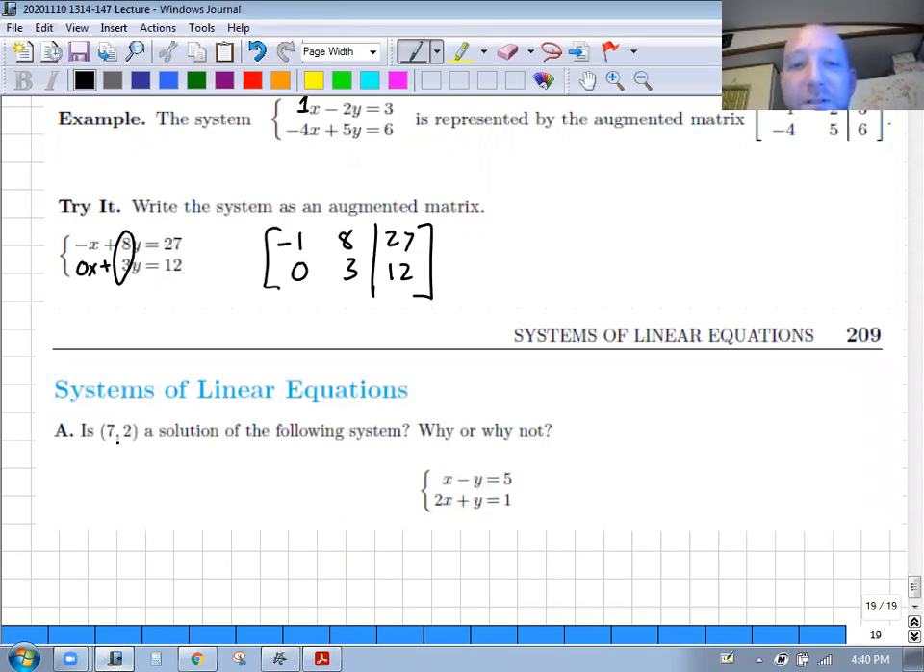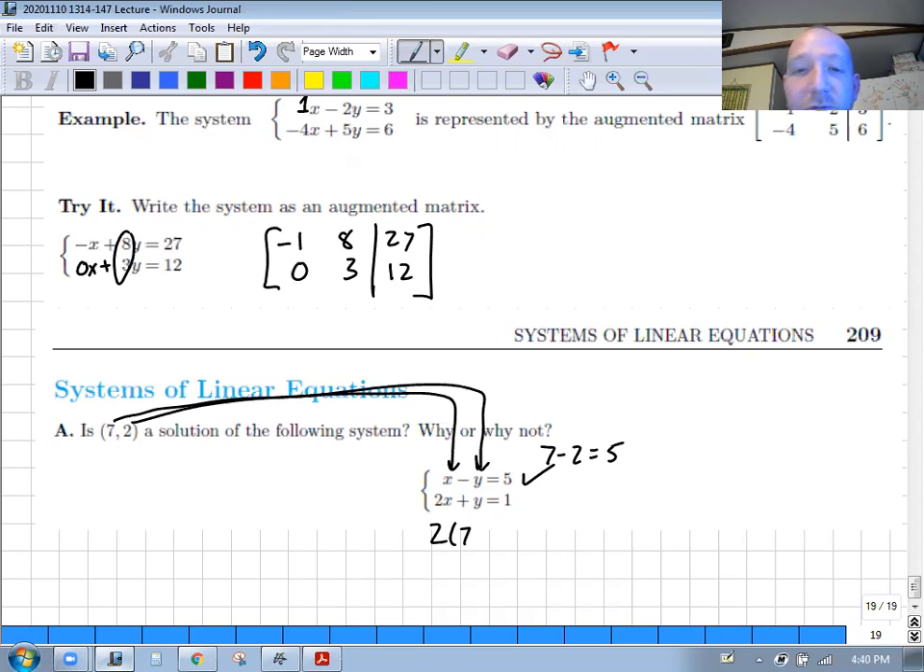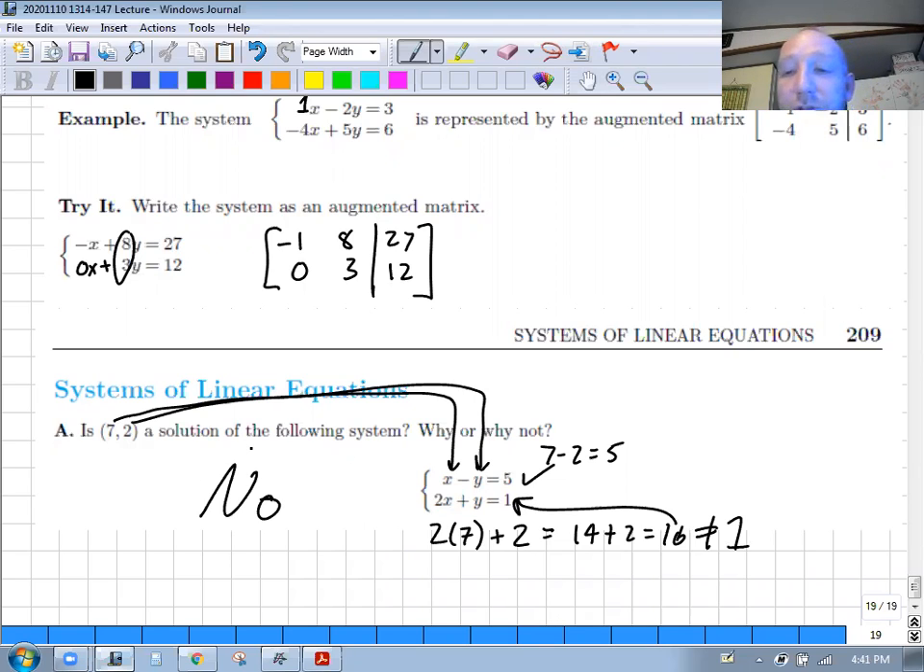All right, is 7, 2 a solution to the following system? Well, if we plug 7 in for the x and 2 in for the y, 7 minus 2 is 5, so that one pans out. But what about for the second equation? We plug in a 7 for the x and a 2 for the y. We got 14 plus 2 is 16. 16 is not equal to 1. So it is no, it is not a solution to the following system. It's only a solution to the first equation.